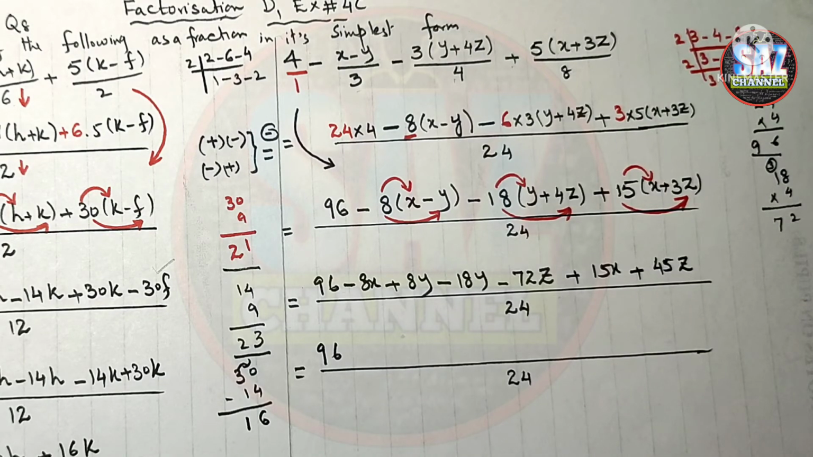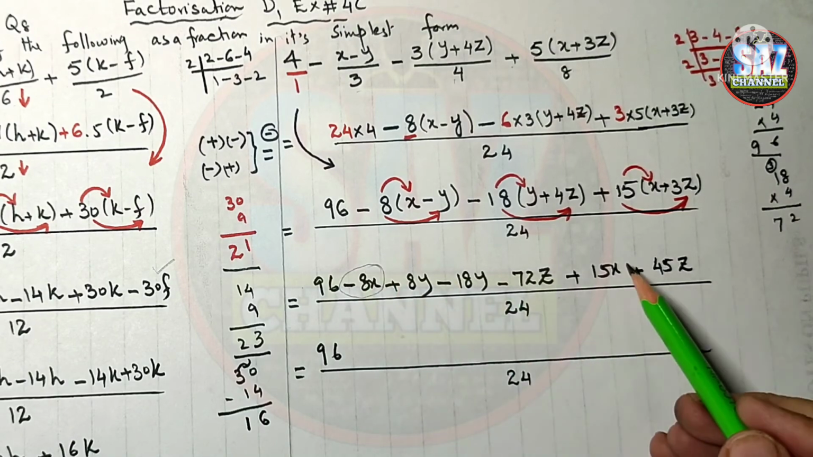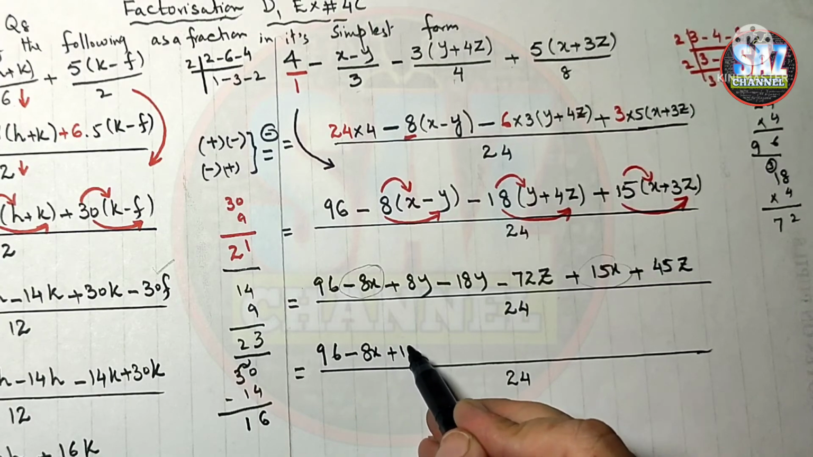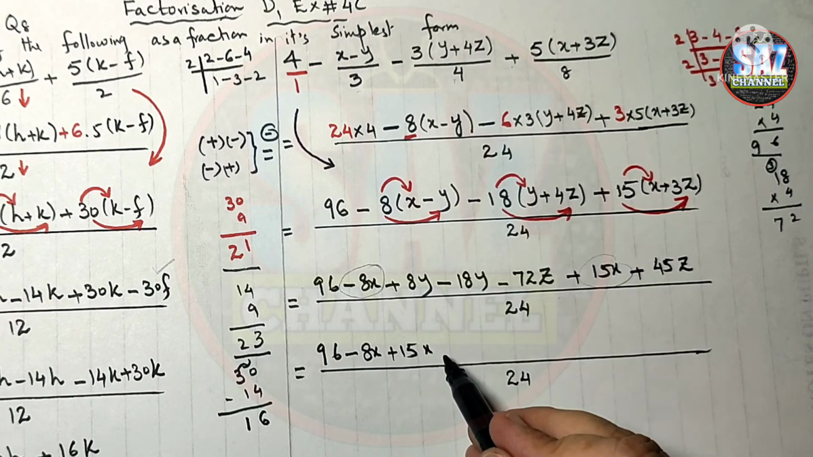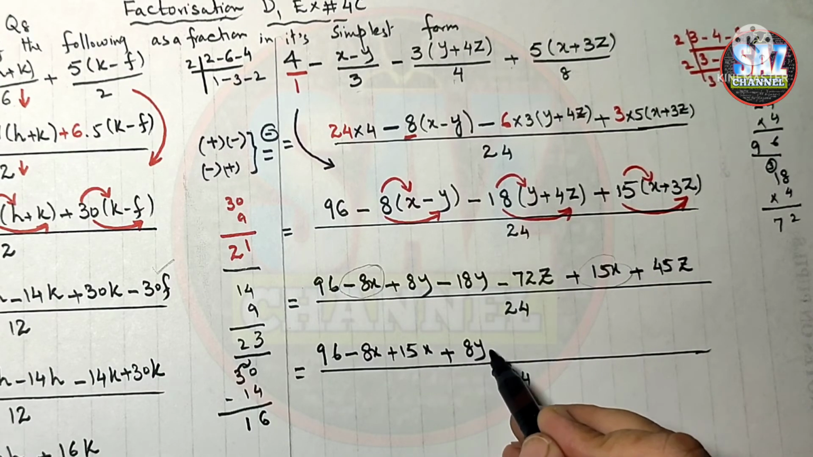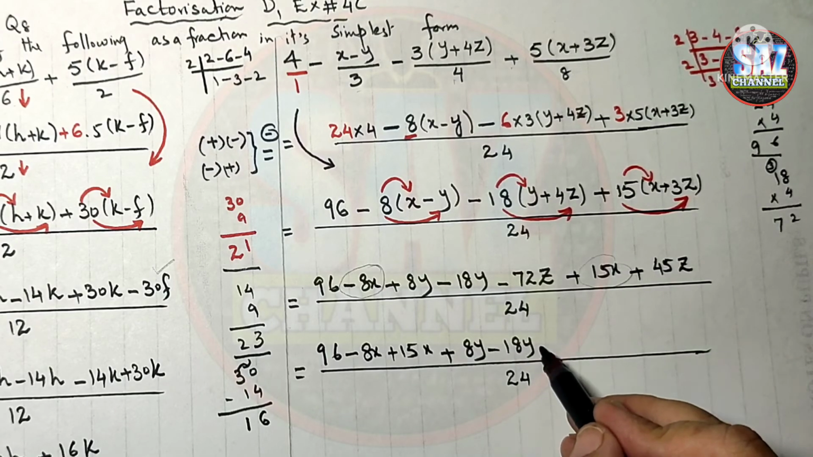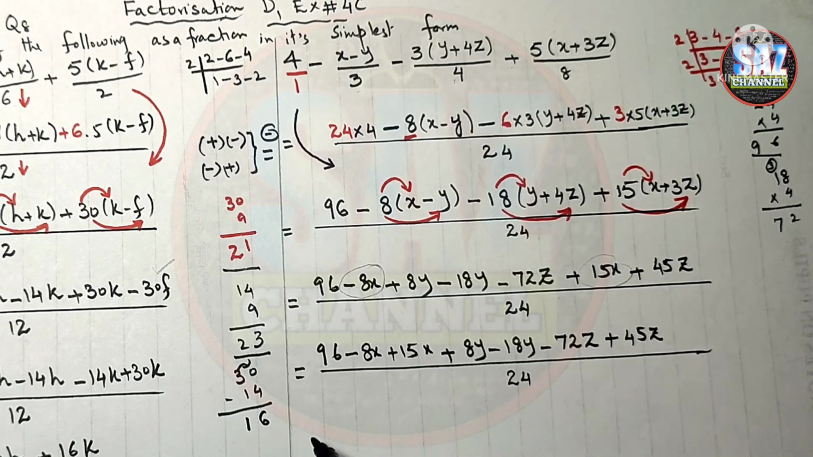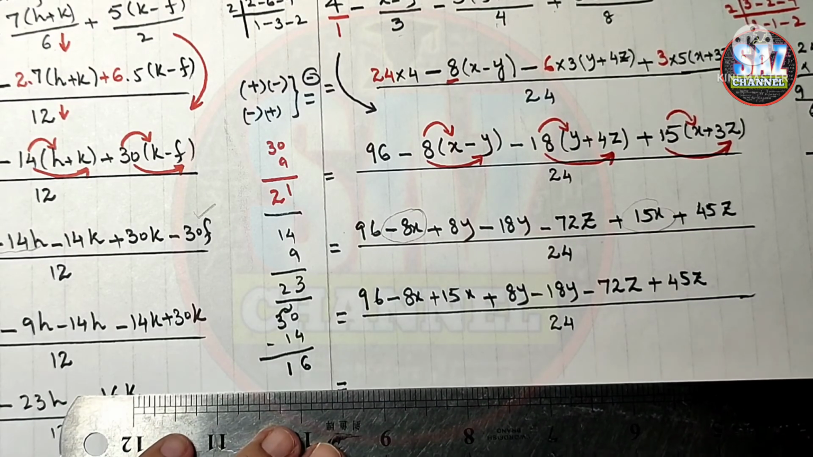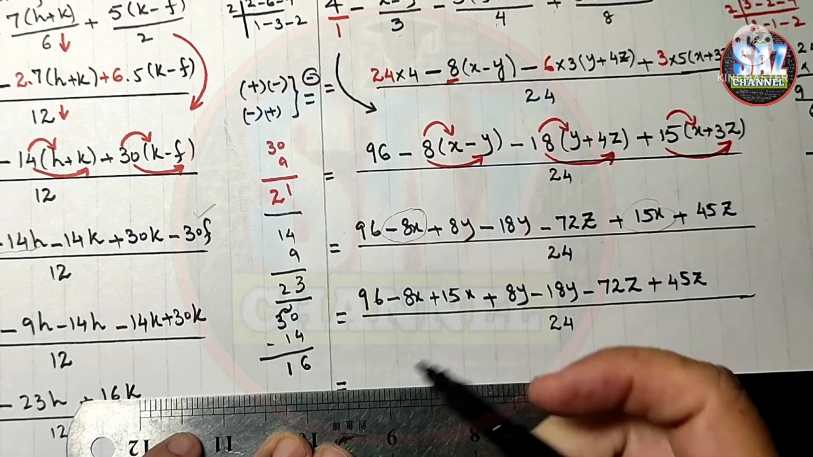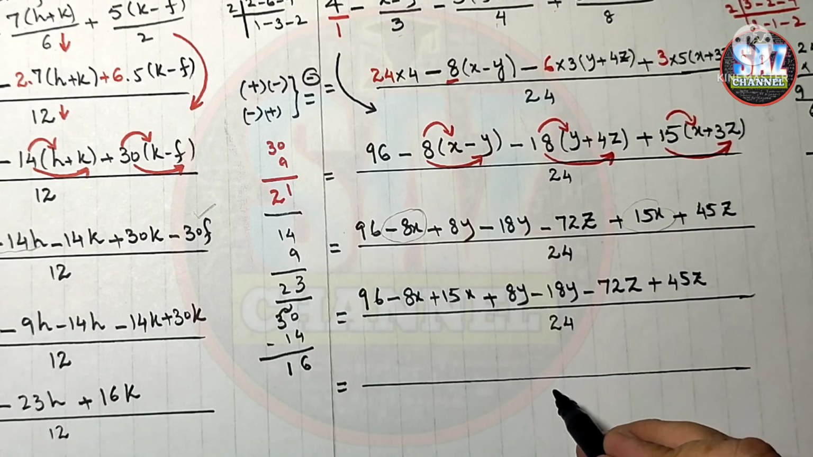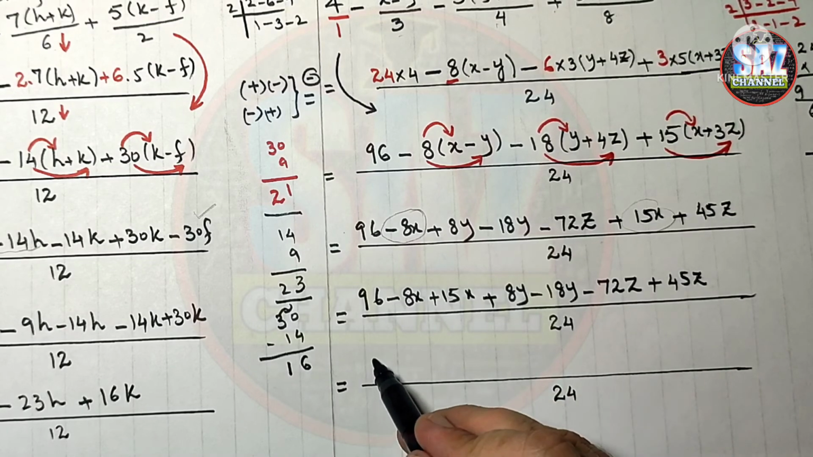And then let's talk about the x terms. This is minus 8x and 15x. They are the friends. Minus 8x plus 15x and 8y minus 18y, and then minus 72z plus 45z. Write down the like terms together carefully. Please do not start solving. First try to rearrange your numerator, write down the like terms close to each other, and then solve the question. Okay, these are the tips that I am giving you so that you can easily secure good marks in this topic. 96.